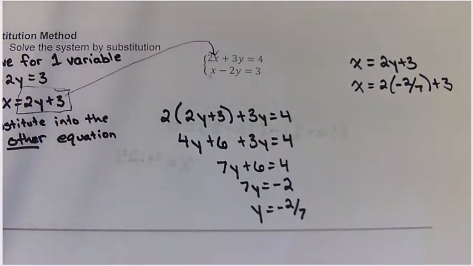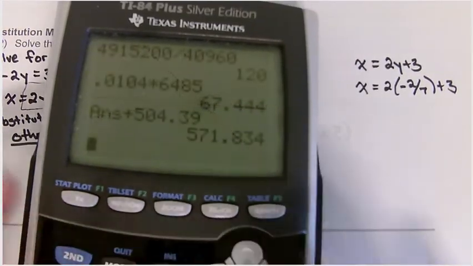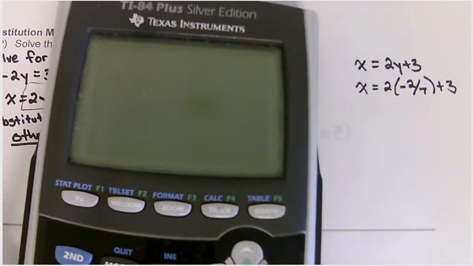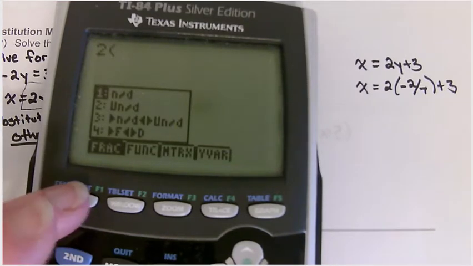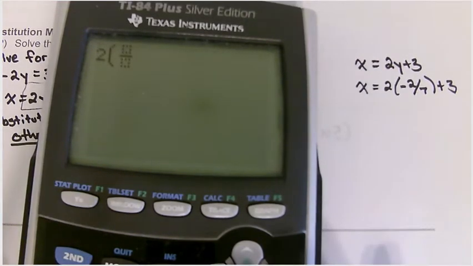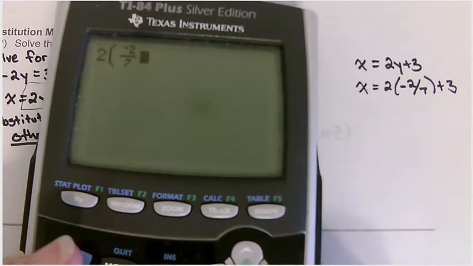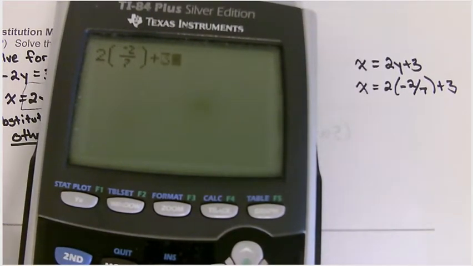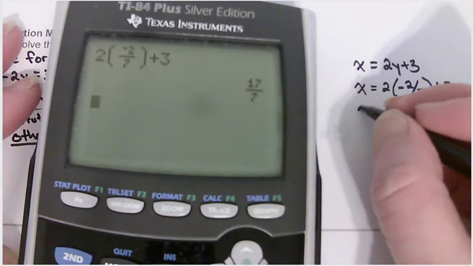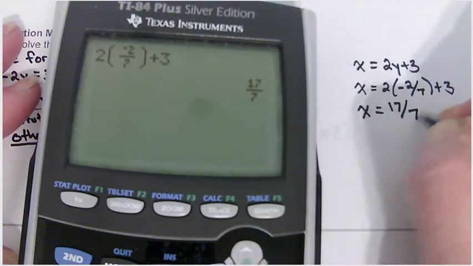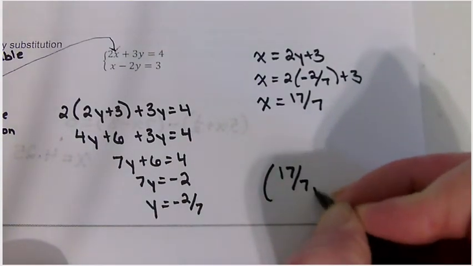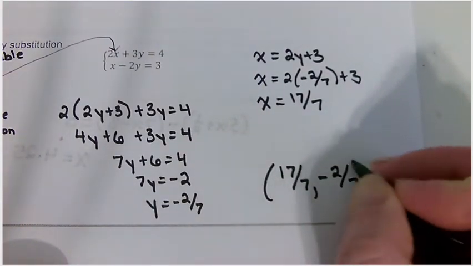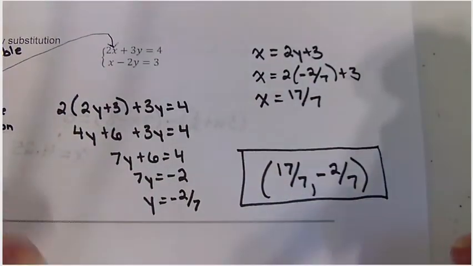Now, if you do have a graphing calculator, showing tips today, you can do 2 parentheses, alpha y equals, gives you a fraction, negative 2 over 7, parentheses, plus 3, and it actually gives you back a fraction answer, which is wonderful because we prefer fractions to decimals any day of the week. Well, unless we're dealing with money, but we'll get into that later. And then we're going to write our solution as a point.